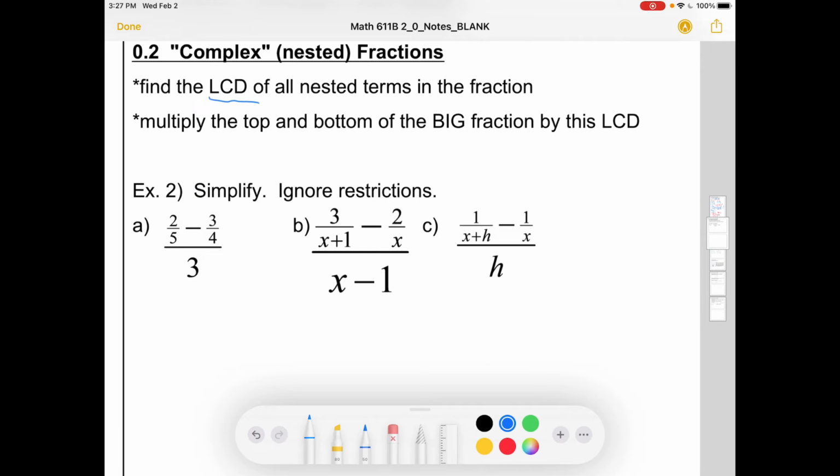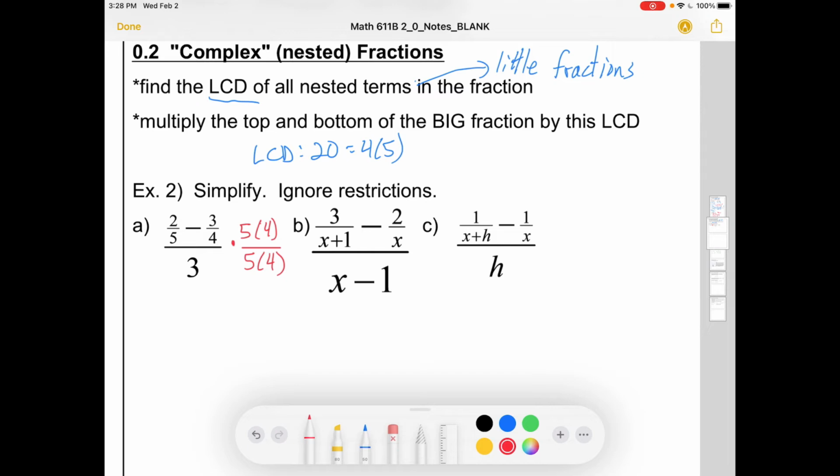So this alternate technique involves finding the lowest common denominator of all the nested terms, of all, let's call them, little fractions. So let's see, I've got a little fraction over 5, little fraction over 4. The LCD is going to be 20 in this case. And I'm actually just going to write that as 4 times 5. I'm going to leave it sort of unput together because often when we have algebraic expressions, they'll just be shown factored like that. And what I'm going to do is I'm going to times the top and bottom of this whole big fraction by 20.